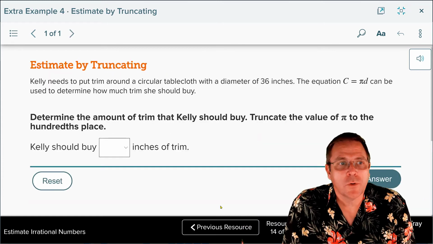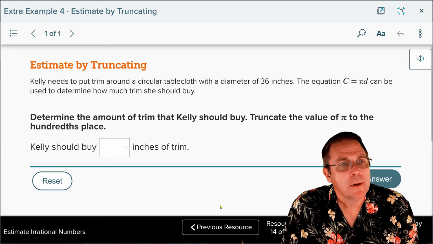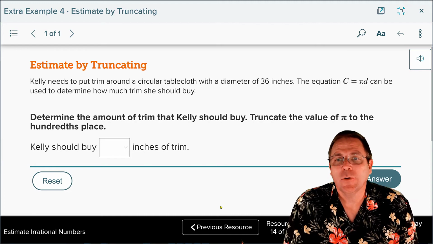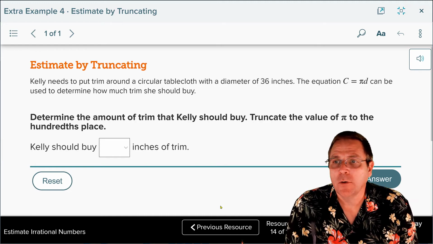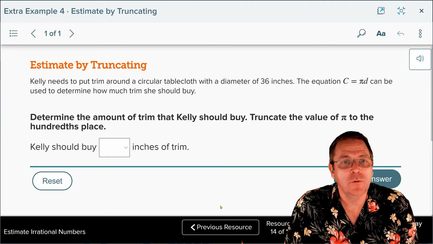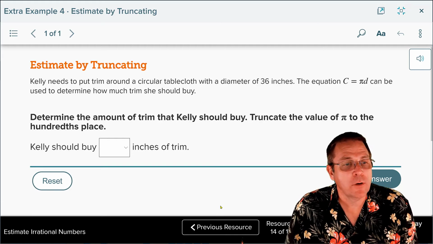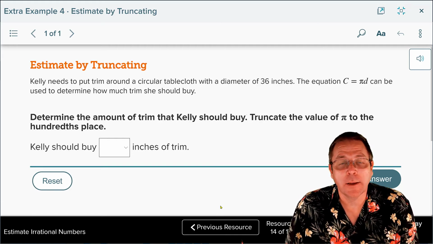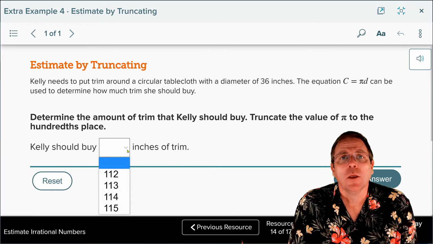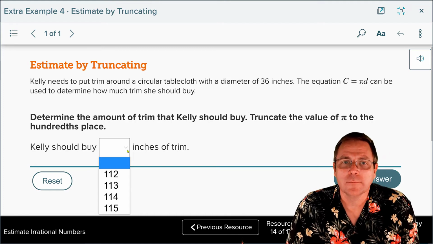Now it's going to be your turn. Work this problem where Kelly, hey, that's my wife's name, needs to put a trim around a circular tablecloth with a diameter of 36 inches. The equation, circumference is equal to pi times diameter, can be used to determine how much trim she should buy. So from there, Kelly should buy blank inches of trim. And we even have options here. Wow, look at all those. You work the problem, figure out what your answer is, and then we're going to go from there.